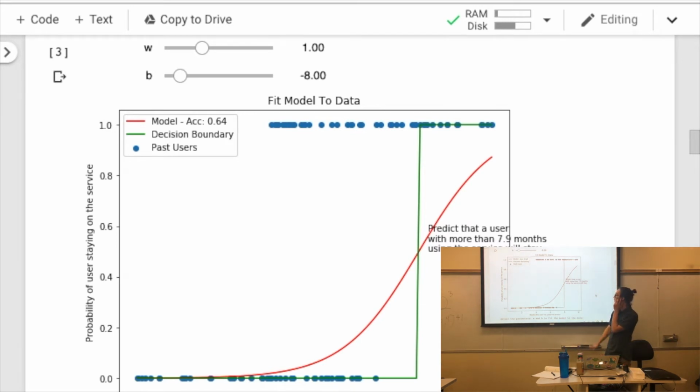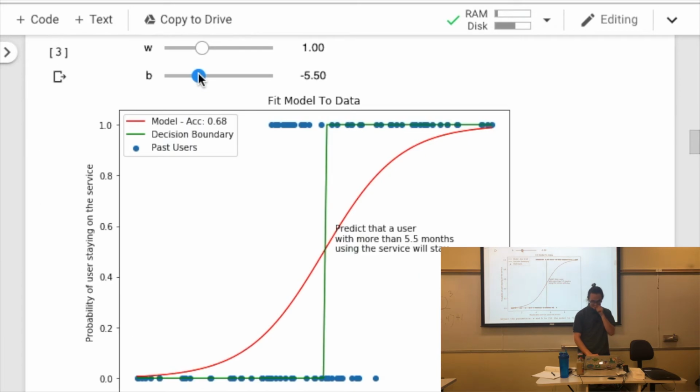Now, we want to fit this green line, as best we can, to the dots so that it classifies the dots correctly, because the green line is our prediction. Right now we're correctly classifying all the people who left the service. But see, there's a lot of people that our green line doesn't match up with the actual data. So we want the green line to overlay our data as much as possible. That means the prediction matches the actual data. So if we move our W and B, let's see, if I move the B, let's see what happens. Well, that's actually getting pretty good.